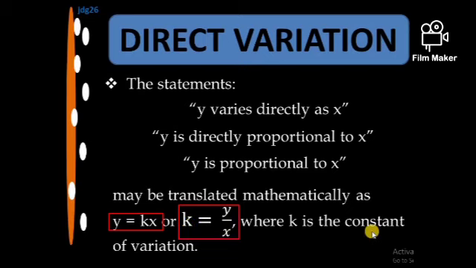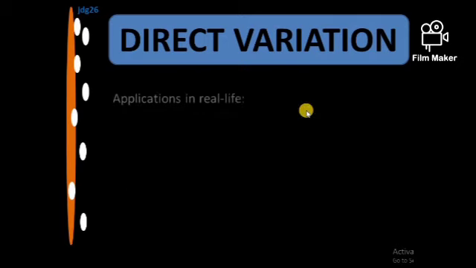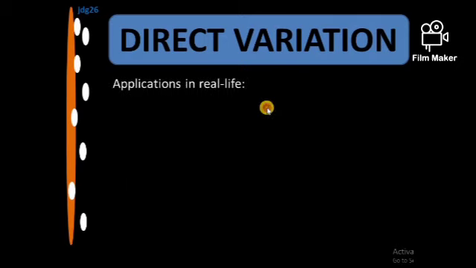So ibig sabihin, lagi natin gagamitin yung letter k as representation ng constant of variation. So alin dito sa dalawa ang karaniwan kong ginagamit? Yung y equals kx. Later, malalaman niyo kung bakit. So let's have some applications in real life.